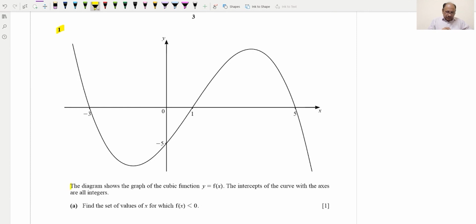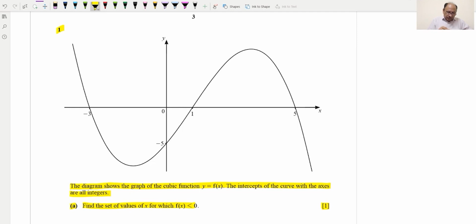Question 1 says the diagram shows the graph of the cubic function y is equal to f of x. The intercepts of the curve with the axes are all integers. Part A: find the set of values of x for which f of x is less than 0. This is a 1 mark question.